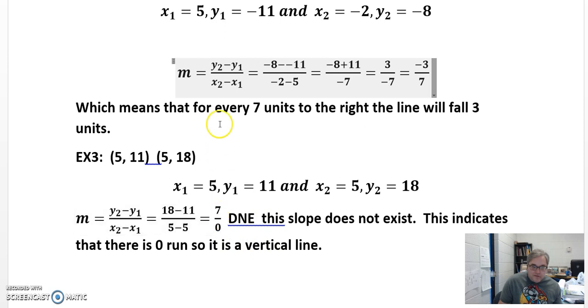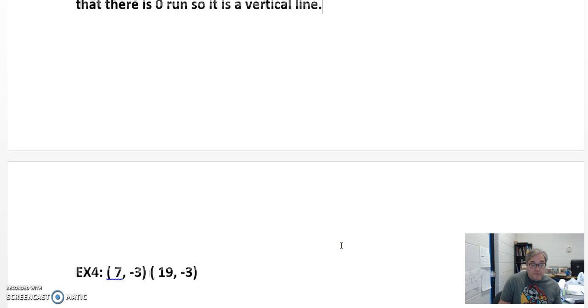This is telling me I have infinite slope. I have 0 run, so it's straight up and down. It's just going straight up and down. That is an undefined slope, a vertical line. And I'm going to emphasize this in lecture more than on the video.